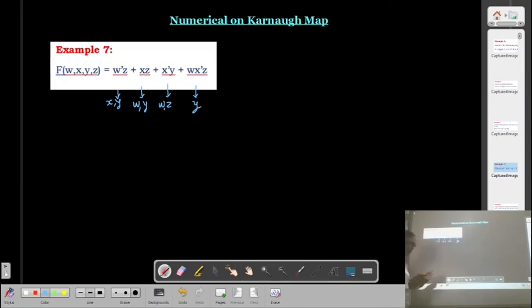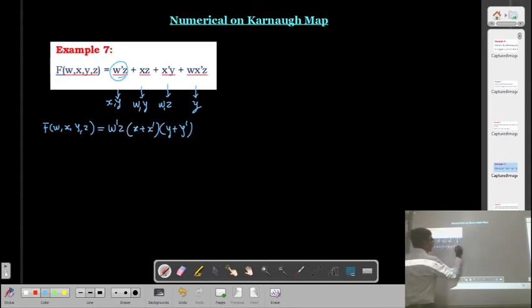So here I am not going to simplify, but directly I will give you the technique of what you have to do to solve this problem. Let us say f is a function of w, x, y, z. Then in the first term, w dash z is there. What is missing? x and y both are missing. So you can write w dash z, and for the x we write x plus x dash, and for the y we write y plus y dash. Remember, you have to expand this.